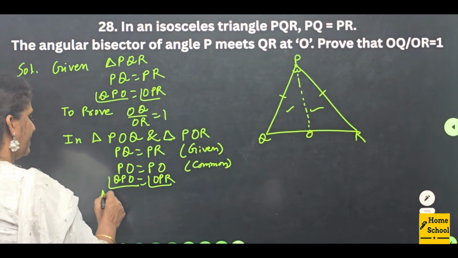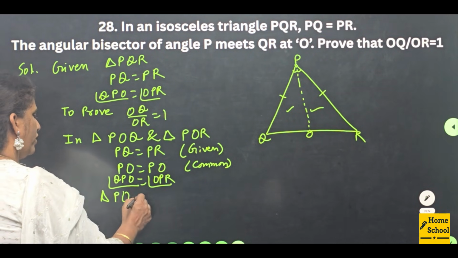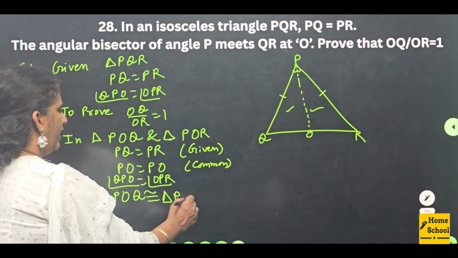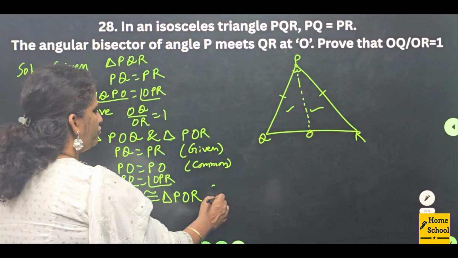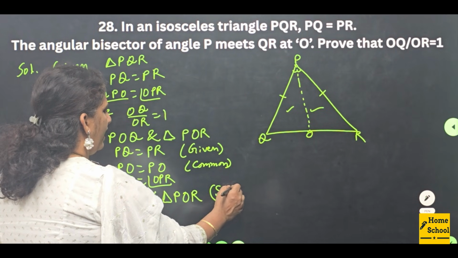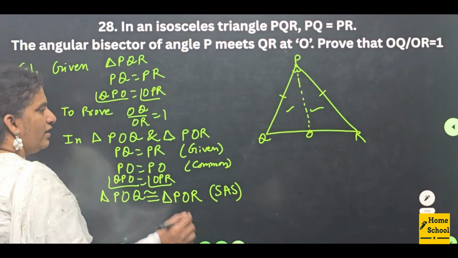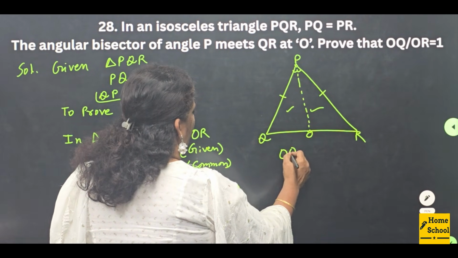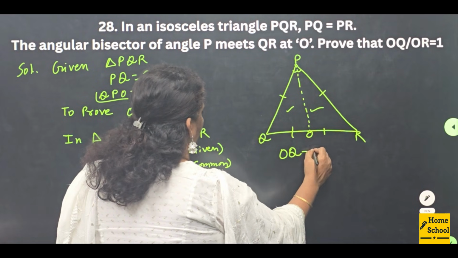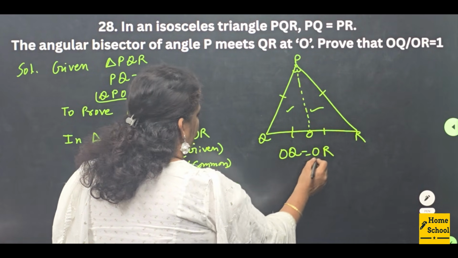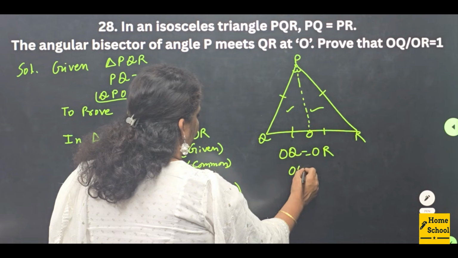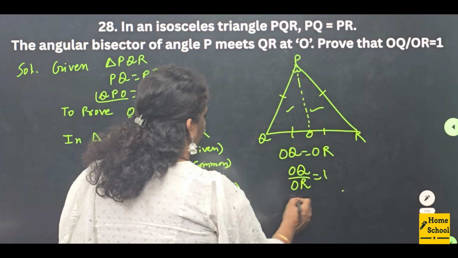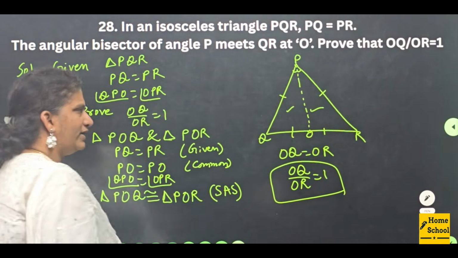Therefore, what can I say? Triangle POQ is congruent to triangle POR. By which rule? Yes, the SAS congruency rule. Therefore, by CPCT, I can equate OQ is equal to OR. Then bring this OR to this side: OQ by OR is equal to 1. Hence, it is proved. That's it.